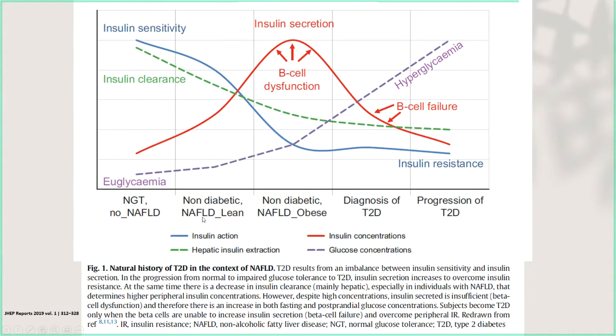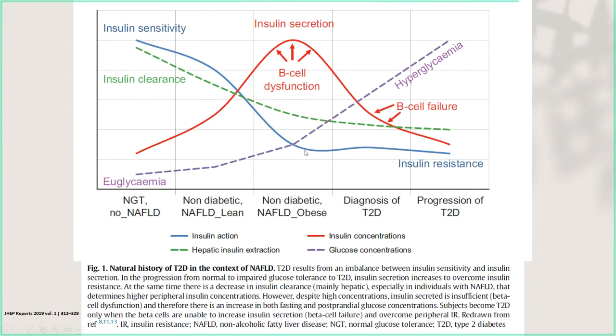And you will see some of the early signs of NASH or NAFLD. Then as the disease progresses, you will have more insulin resistance. This is insulin sensitivity. So as the insulin resistance increases, there is a higher level of beta cell function. But then that is when you get dysfunction. So not all people who develop NASH or NAFLD will become diabetic.